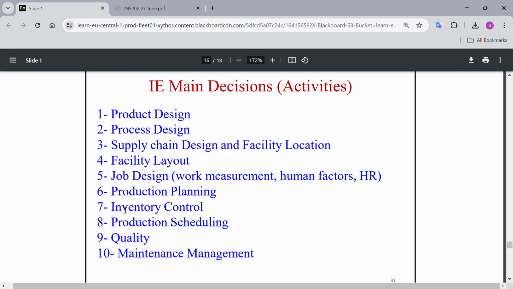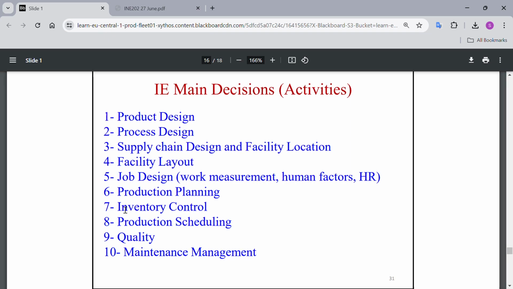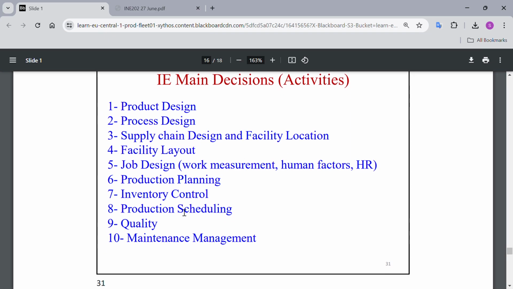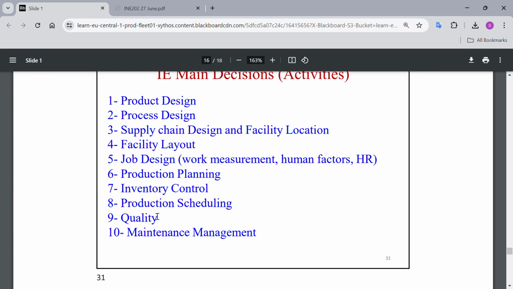First, product design, process design, supply chain design, and facility dedication. Facility layout. This is what we discussed. So job description, work measurement, human factors, HR, production planning, inventory control, production scheduling, quality maintenance management. So there are also other things that we need to consider.